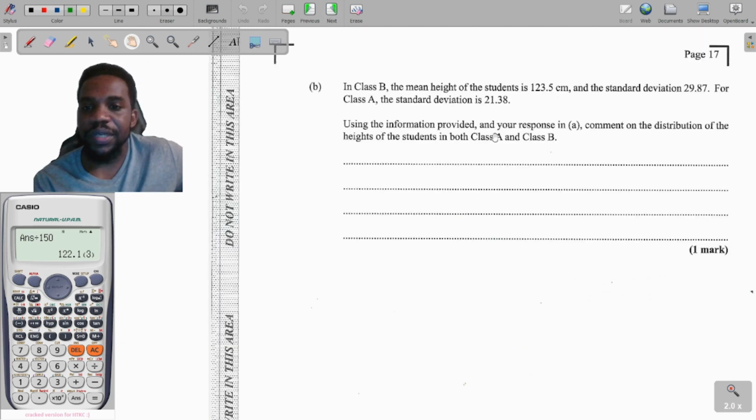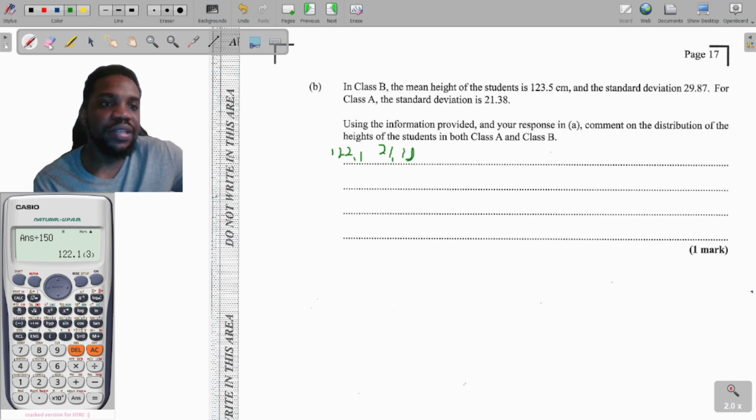It says, using information provided and your response in part A, comment on the distribution of the height of the students in both class A and class B. So for class A, the mean was 122.1 and my standard deviation here is 21.38.